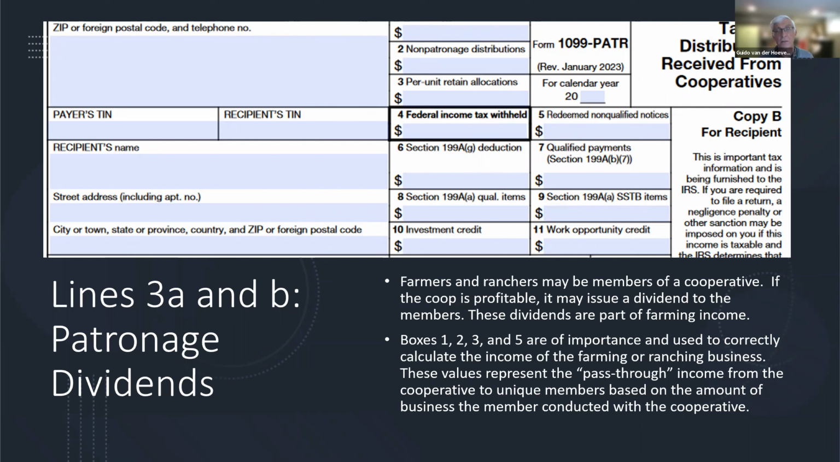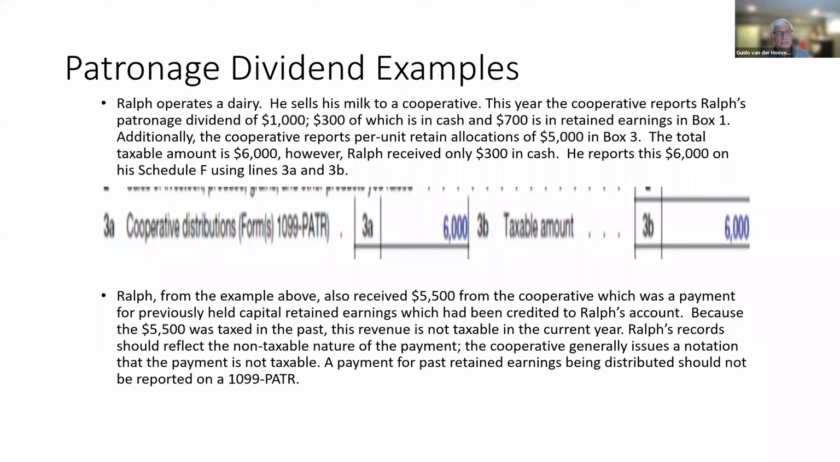What was the patronage dividend in box 1? What were any non-patronage distributions? Per unit retained allocations could be important. What were redeemed non-qualified notices could be line 6 as well. If there's a pass-through for section 199A(g), that replaced the DPAD that I talked about in just a few minutes ago. So those are just pulled. That's going to be an informational return that is received by the farmer, and they need to look at it and say, oh, this is what I did, this is what I got, this was the pass-through income, and it gets reported on line 3A and 3B. And here's just an example of that.